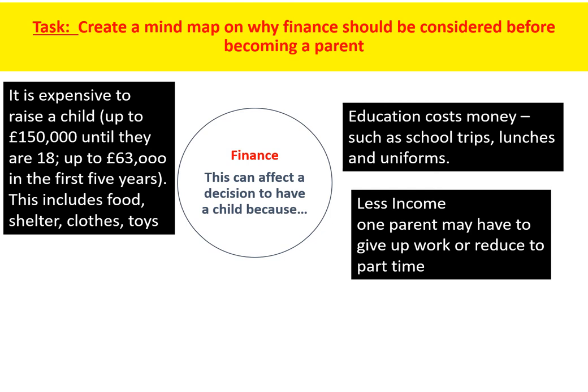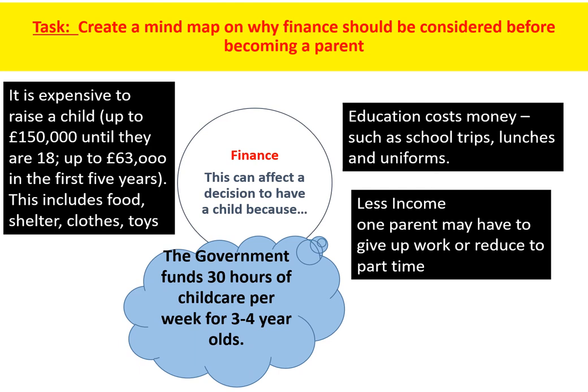Partners also need to consider their income. Will they have less income? Because one parent may have to give up work, or they might have to reduce their hours to part-time. So income is a factor when considering the finance. And bearing in mind that the government does fund 30 hours of childcare per week for 3 to 4 year olds. So when those children can go to nursery or they can go to some childcare provision, the government will fund it. So from the age of 3 onwards, there can be help. So therefore, it is less cost. So can they actually afford on their income those first 2 years at least?